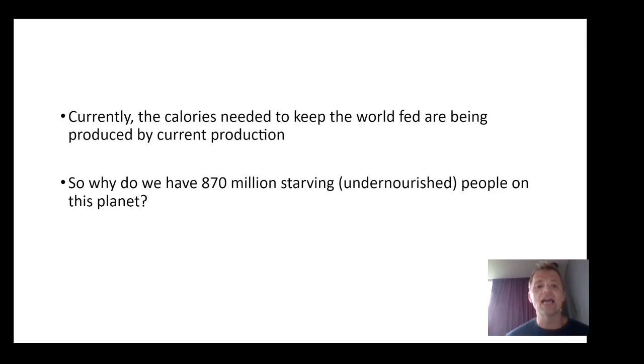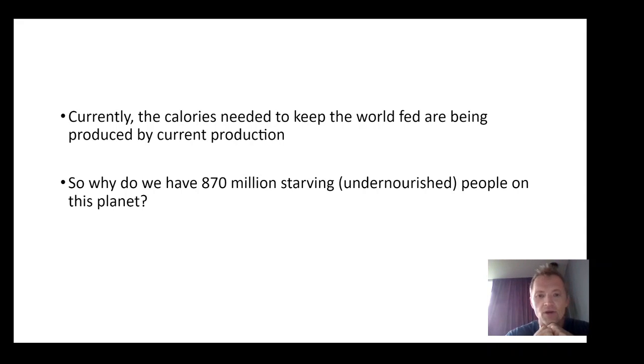Currently, as stated, the calories needed to keep the world fed are being met, which sounds great. Good, we're done. There are no starving people on this planet, right? So we can go home. Wrong. Obviously, we know that's not the case. What it means is we're producing enough calories. It's just that, as you're going to see, they aren't reaching the people they need to reach, or we're not a sharing process, or some people are getting too much, as we'll talk about as well.